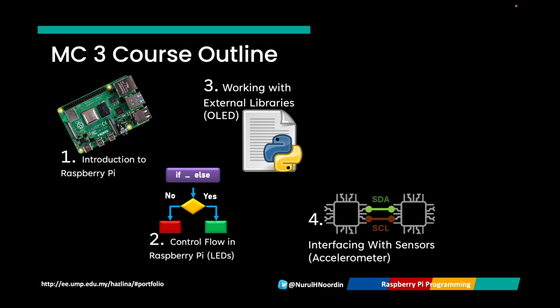Next, we will look into interfacing with sensors. Here, we will explore sensor communication using various protocols such as I2C, SPI, and UART. You will learn how to connect an accelerometer to your Raspberry Pi Pico, read real-time motion data, and process sensor values in Python. This knowledge is essential for building interactive projects like motion control devices.